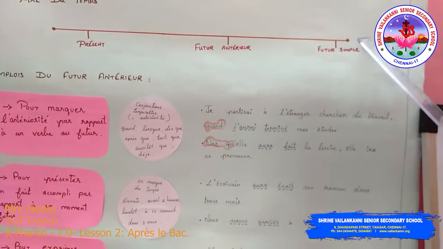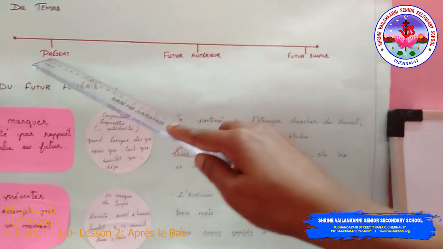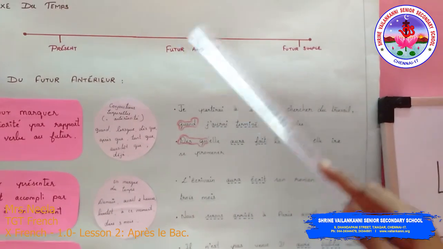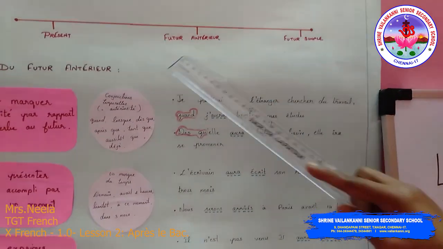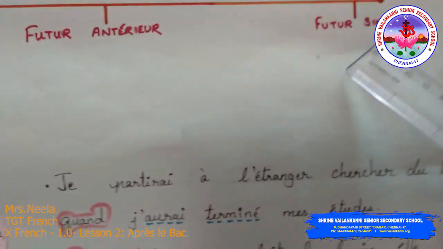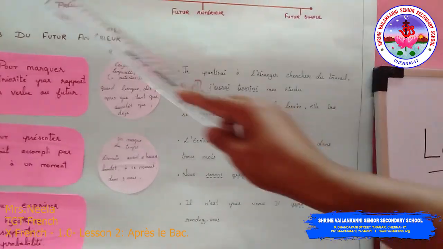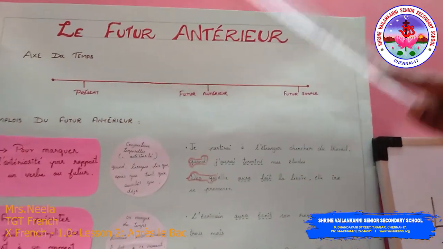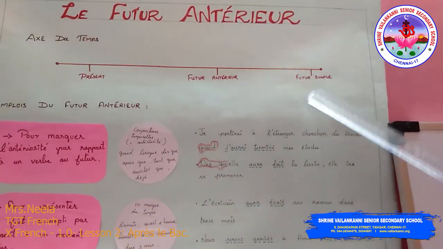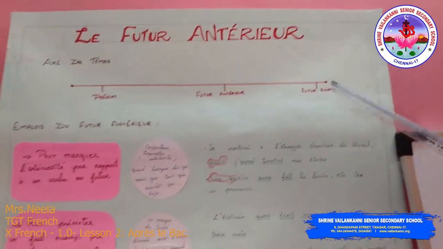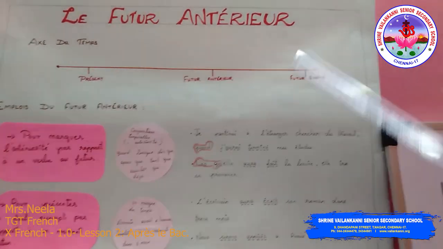In this timeline, I have mentioned here présent. After the présent, there will be future. In the future itself, we are having two verbs here: one in futur antérieur, one in futur simple. The first action in the future after the present will be conjugated in futur antérieur, and the next action will be in futur simple. This is the timeline which will help you to understand the grammar part.